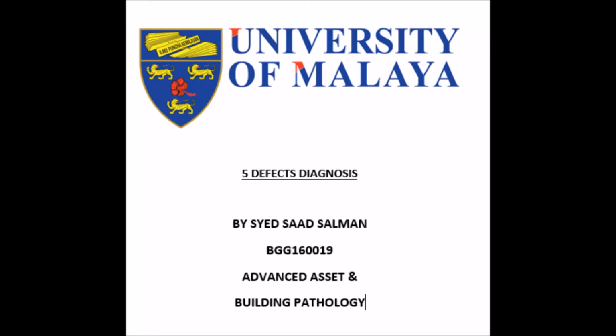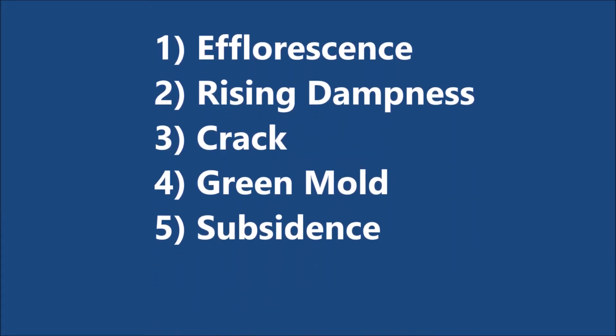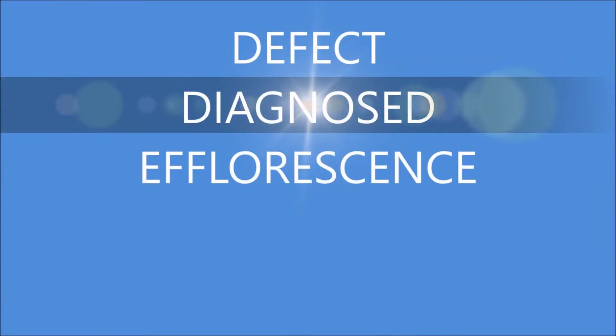In this video, I'm going to diagnose the 5 defects. Defect number 1, efflorescence. 2, rising dampness. 3, crack. 4, green mold. 5, subsidence. Defect number 1, defect diagnosed as efflorescence.